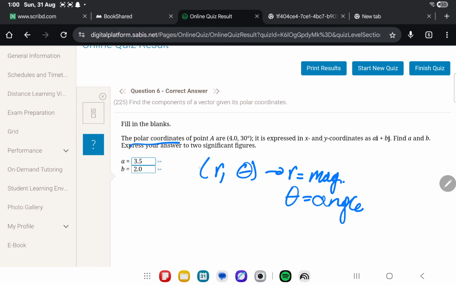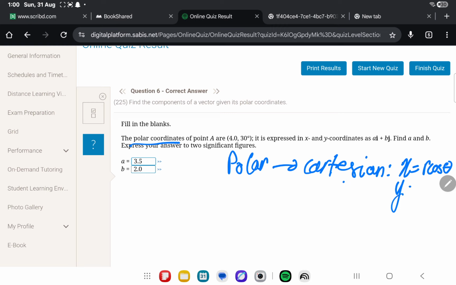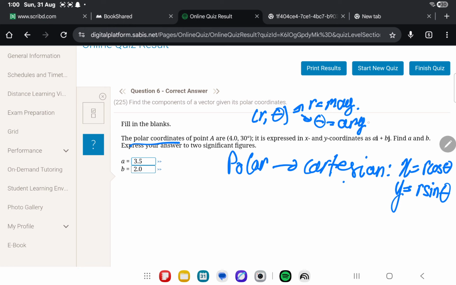So what are we going to do here? Again, we're going to remember the conversion. For polar to Cartesian, the x component is equal to r cosine theta, and the y component is equal to r sine theta. I'll also leave out the form here. So r is magnitude, and theta is the angle, just for your reference.